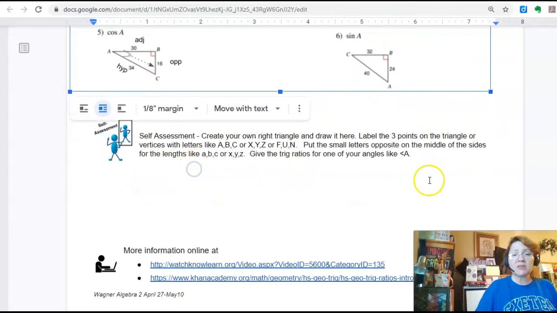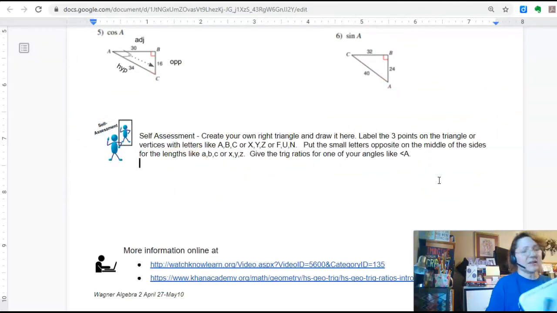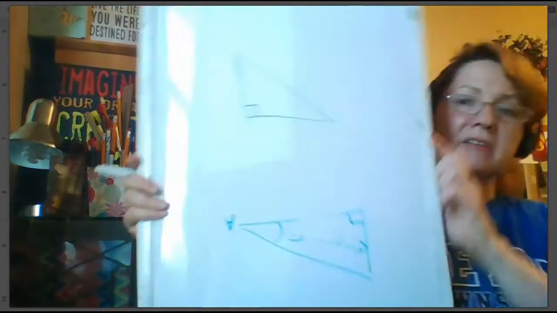So what do I want you to do for your self-assessment? Well, I want you to take the paper, and let me go ahead, I can change my viewpoint here. So I want you to take your paper, and I want you to draw a right triangle. So I'm going to draw a right triangle. Mine does not look that good because I'm drawing it from the side. So I want you to draw a right triangle like that.